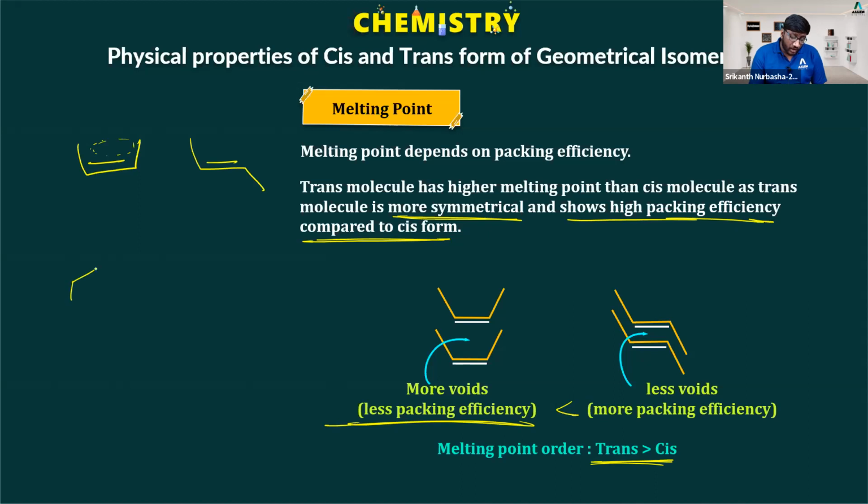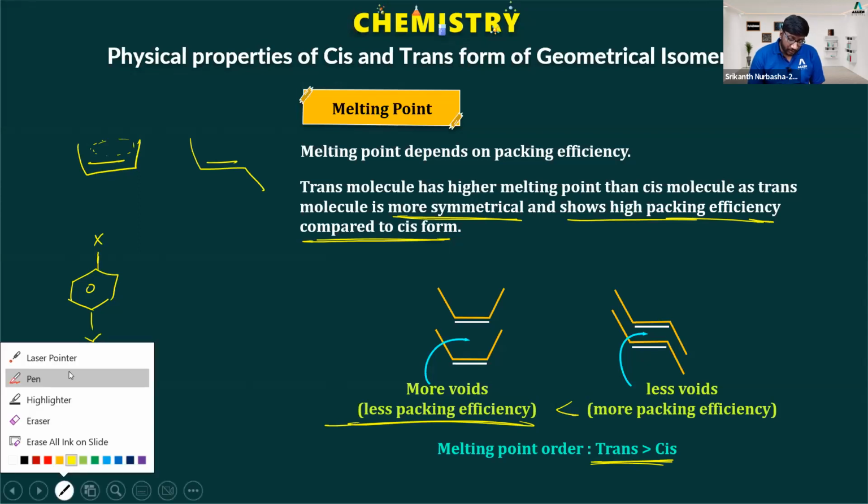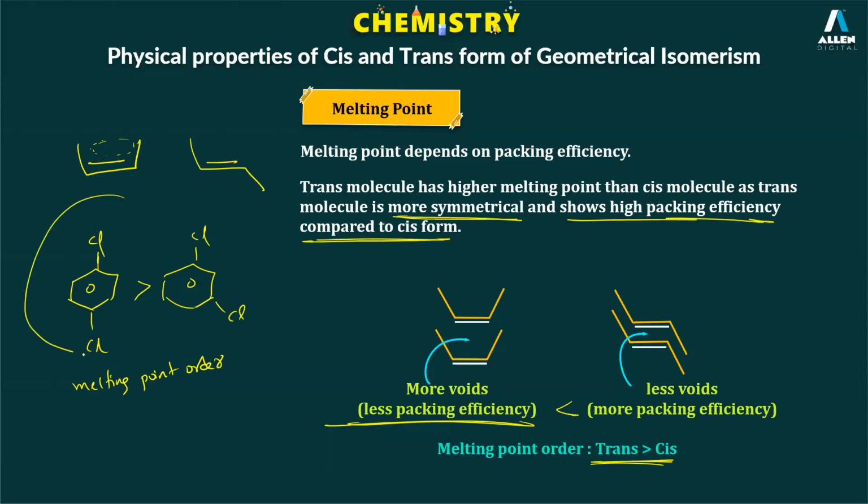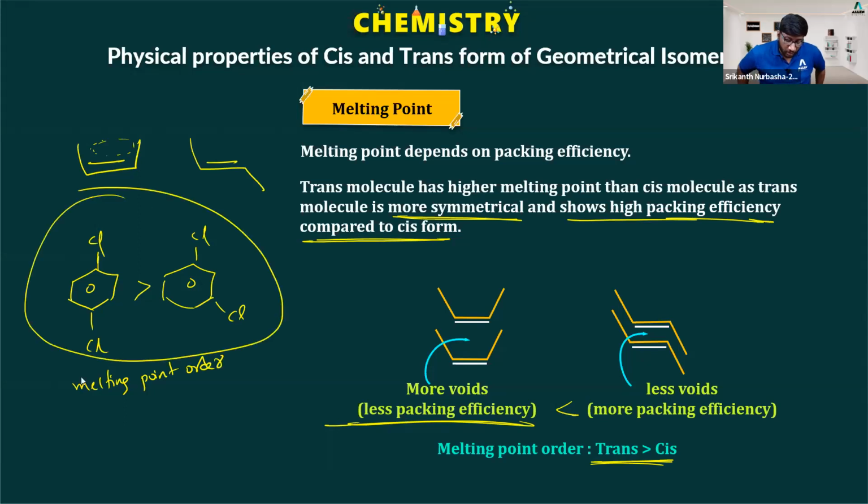Not only this, we can also say that para molecules, like dichloro systems, if you take, if I give these two molecules to you and ask which has the greater melting point, 1,4 dichlorobenzene or 1,3 dichlorobenzene, we have to say that 1,4 dichlorobenzene will have a greater melting point. Why?